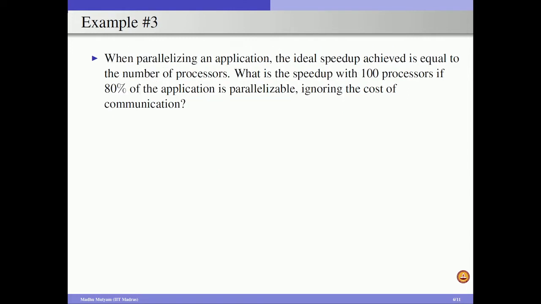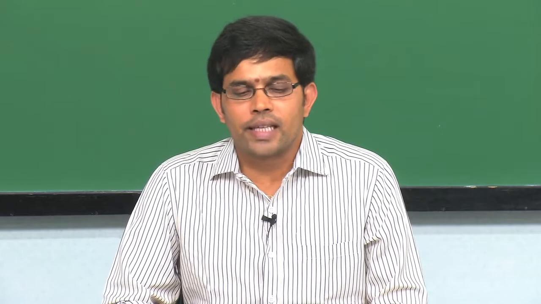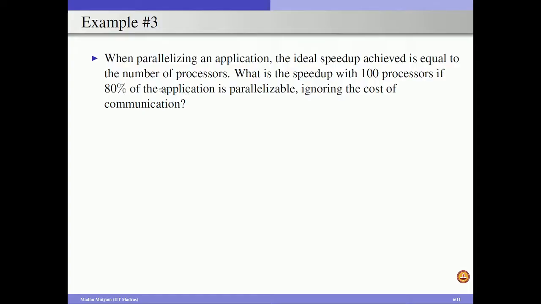To illustrate that, let us consider a simple example. When parallelizing an application, the ideal speed up achieved is equal to the number of processors. What is the speed up with 100 processors if 80% of the application is parallelizable, ignoring the cost of communication? Let us consider an ideal scenario where communication cost is 0. In the ideal setup, if I have n processors and my code is thoroughly parallelizable, I can get a speed up of n.